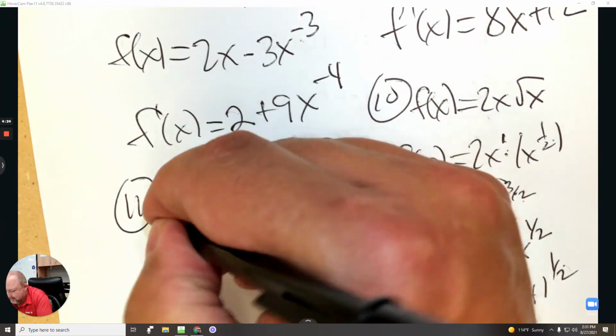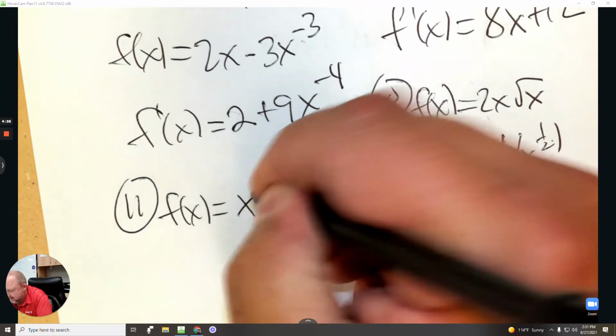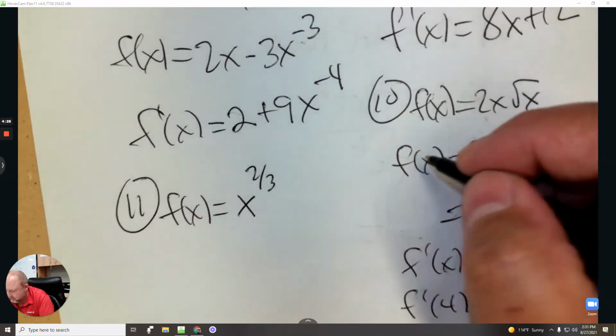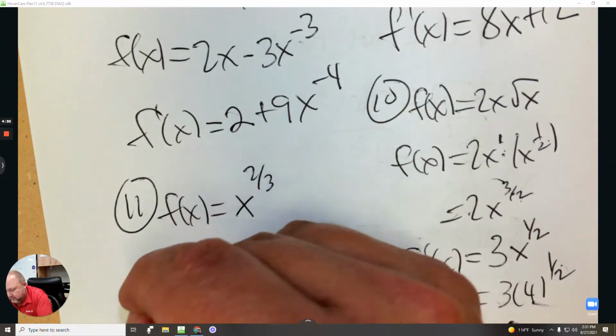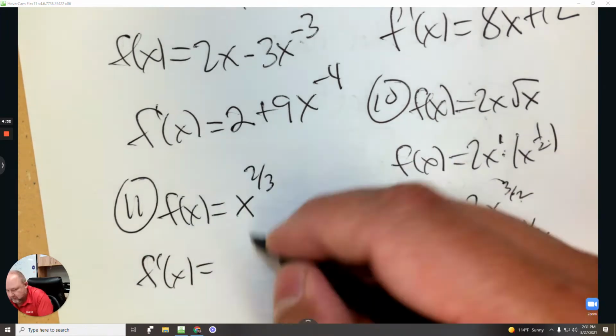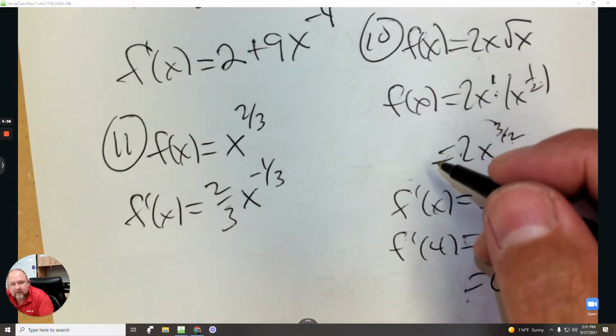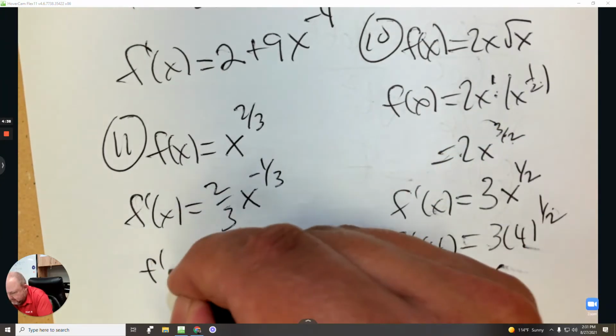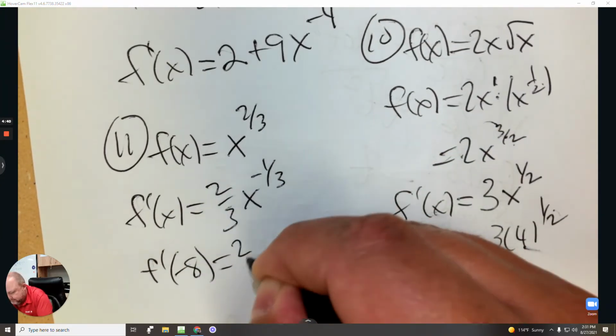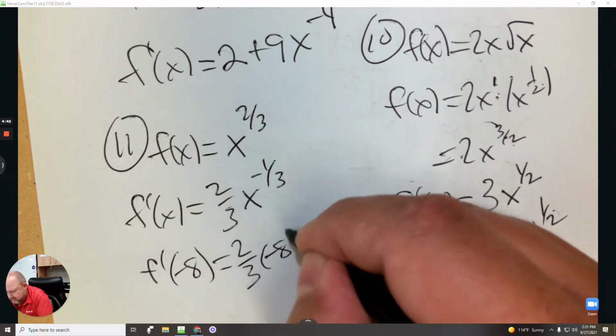Again, I'm going to write it calculus friendly right away. That's x, and the exponent would be 2/3. The derivative of that would be 2/3 x to the negative 1/3. And then the derivative at negative 4, or negative 8, I mean.